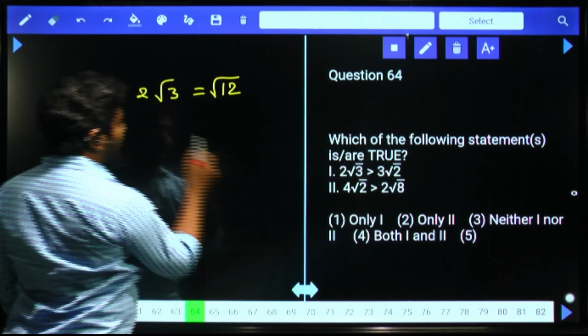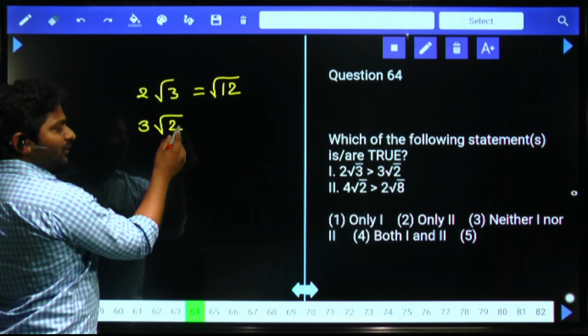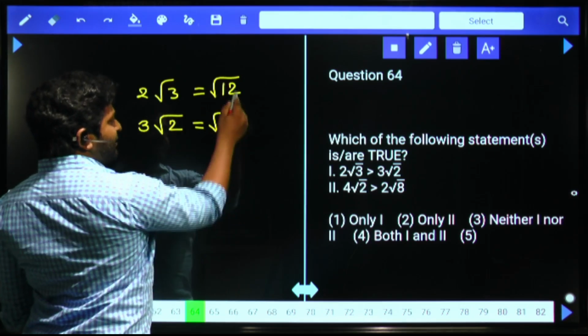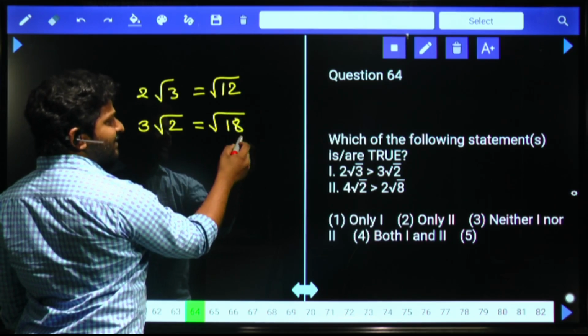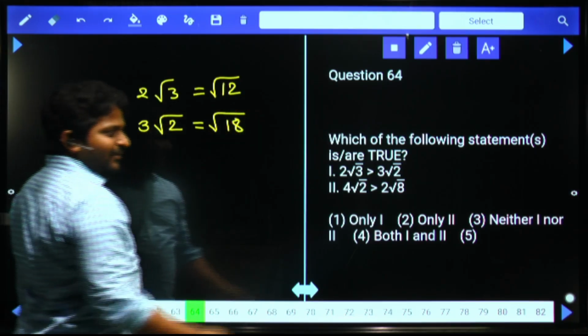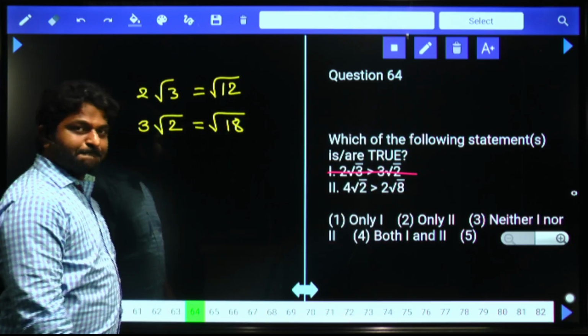And here we have 3 root 2. When you take 3 under the root, it becomes 9. 9 into 2 is 18. Now what is the relation between these? This is the first one and this is the second one. So root 12 is less than root 18. But here it is given as greater. So the first one cannot be your answer.